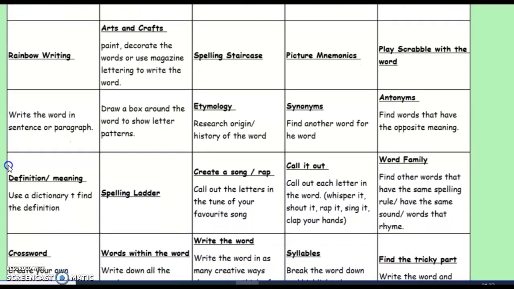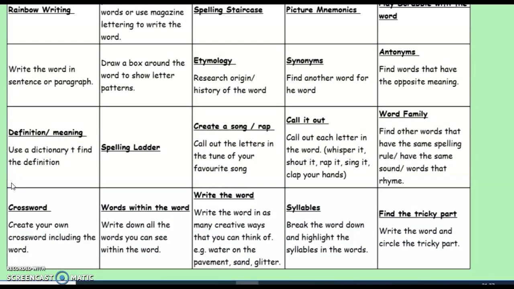Once you have chosen a spelling strategy, then use it on that word. Okay, investigate it, practice it, keep going over and over it so you're really, really secure on knowing how to spell that word. Then upload all of your learning to Seesaw so I can have a look.